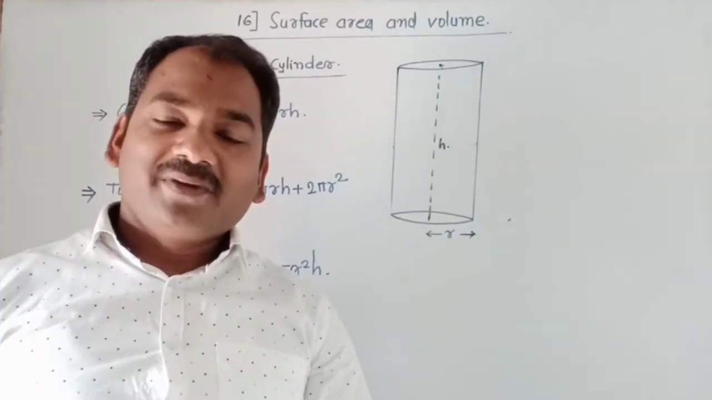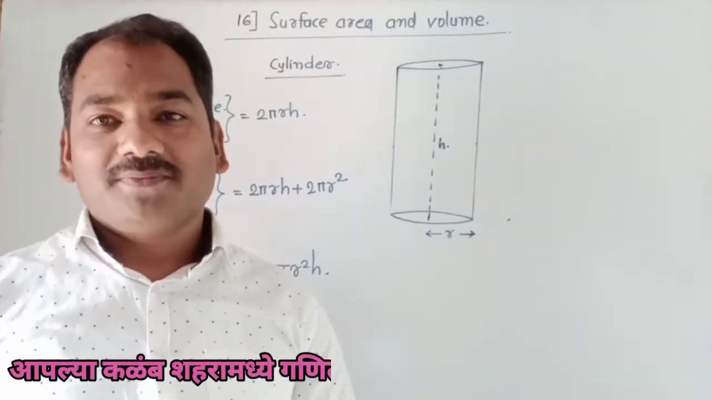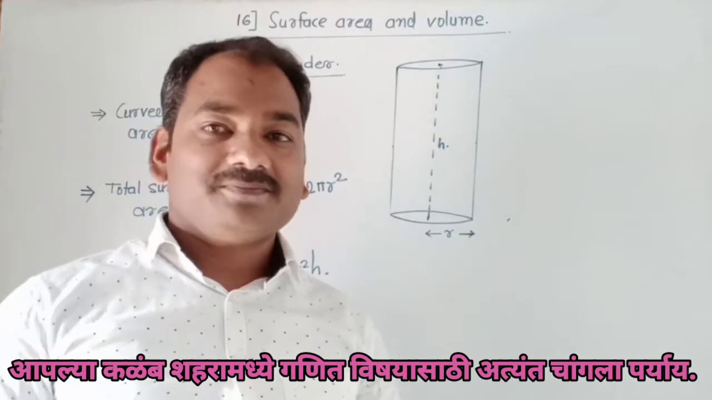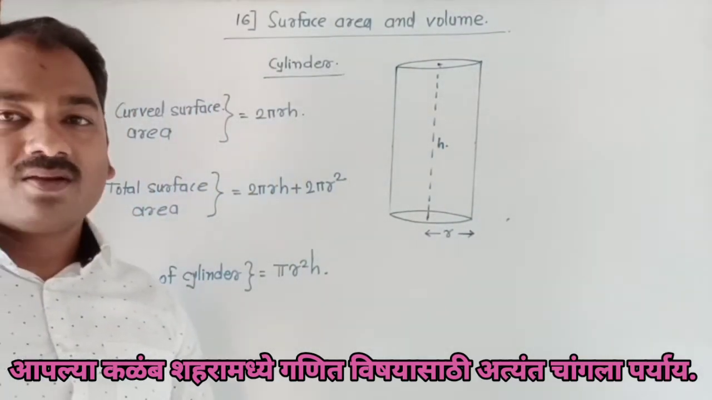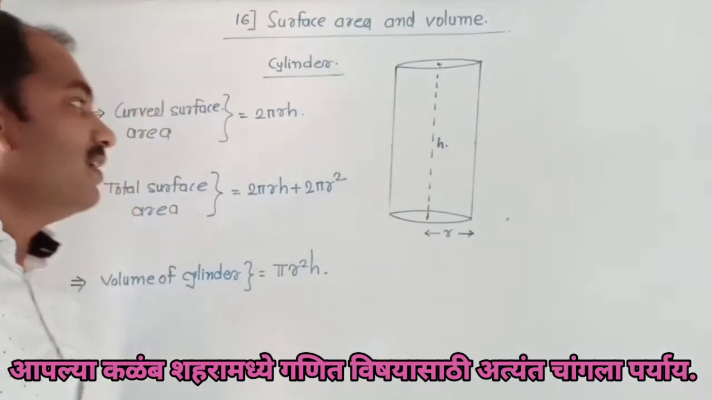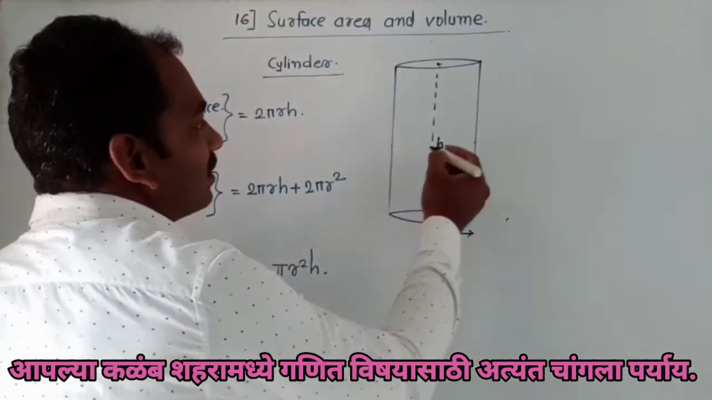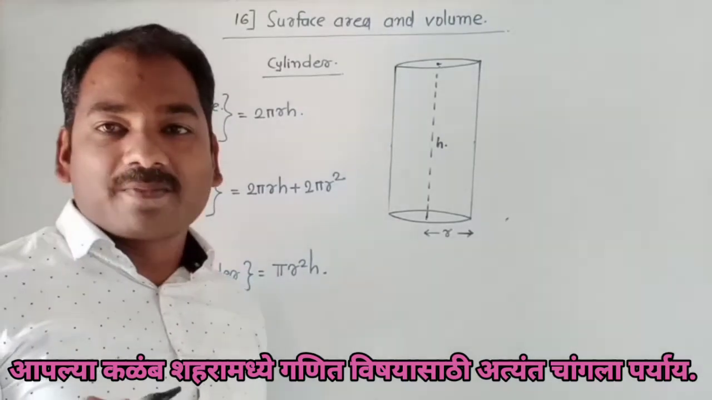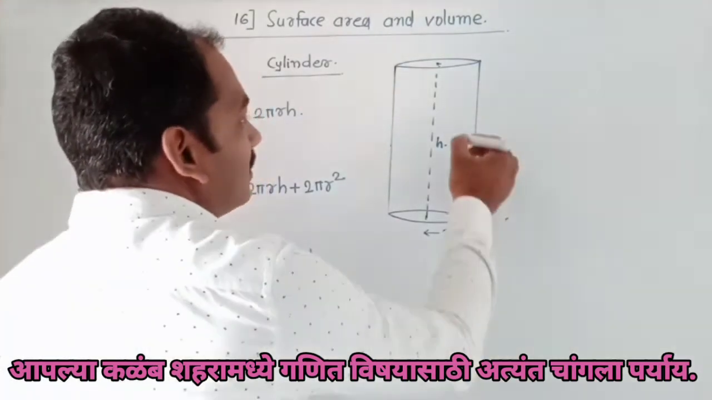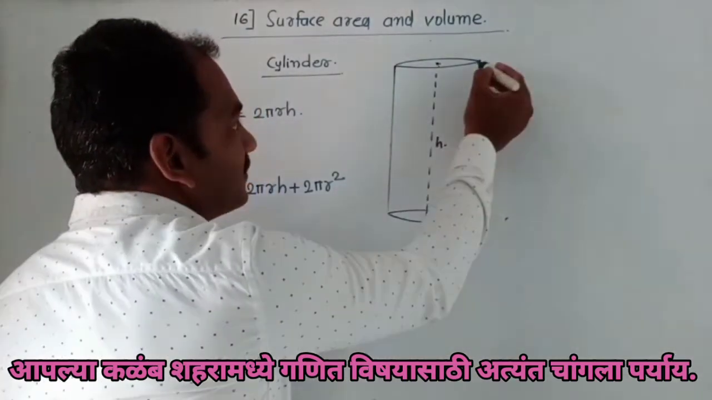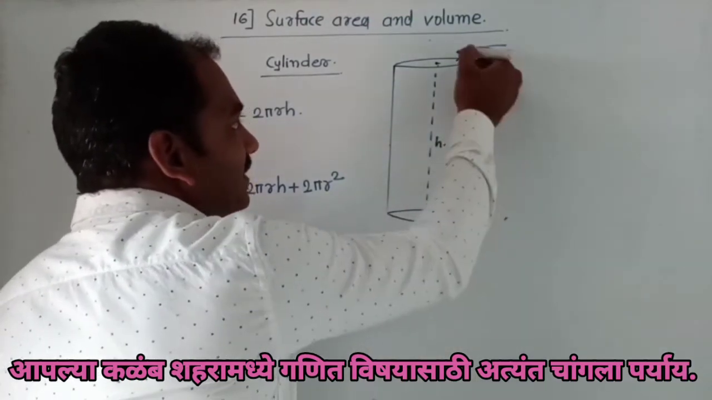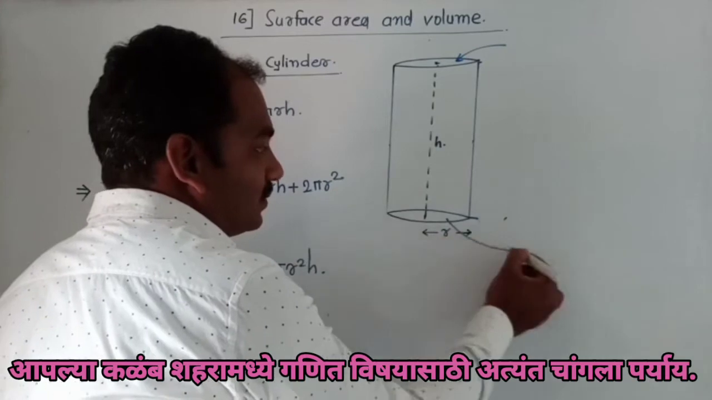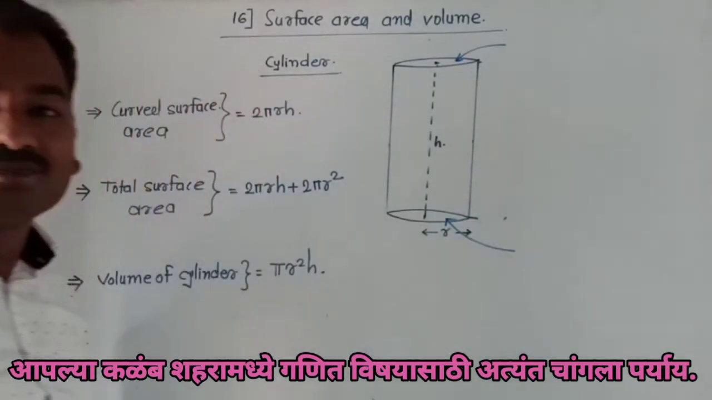Hello friends, let's begin with the next important point of the chapter, and that is the cylinder from your chapter Surface Area and Volume. Now see here, we know the cylinder has three surfaces: the curved surface, this one from here to here, and this is a circular surface here, and this one is also a circular surface.